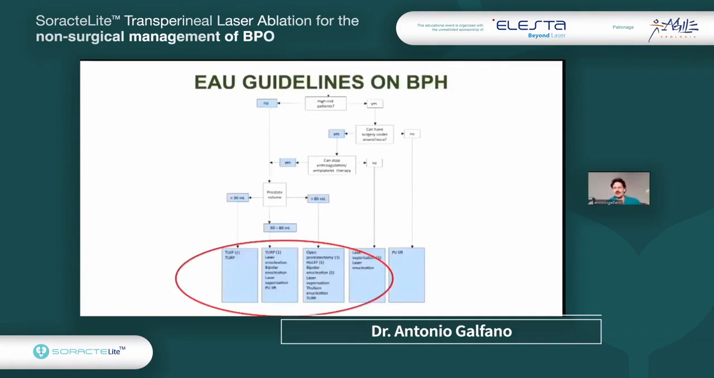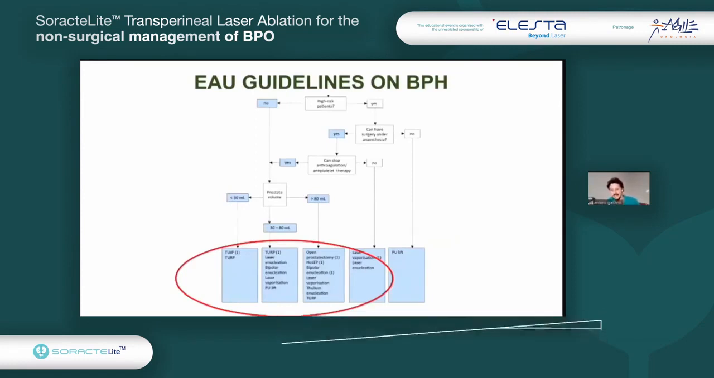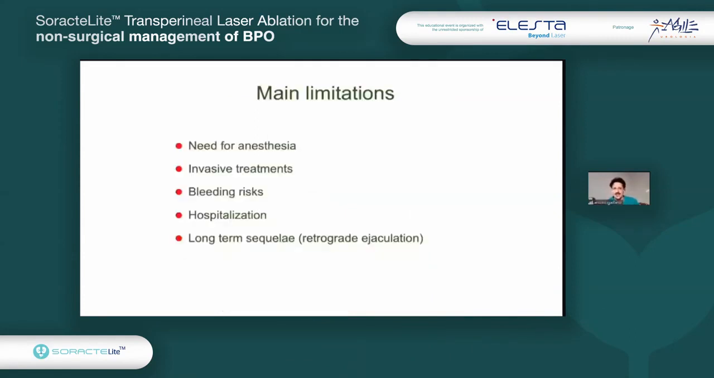I won't tease you, I'm the last one, or almost the last one, to speak about this topic. I won't tease you about the standard surgical treatment for BPH.